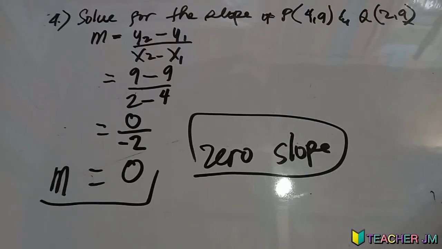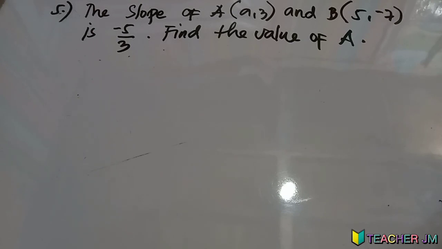So, how about this one? Kapag mayroon akong example na ganito, paano ito i-solve? Halimbawa, for number 5, the slope of A, meron tayong A and 3, and our B, that is 5 and negative 7, if our slope is negative 5 over 3, find the value of A. As you can see that meron na tayong value sa atin.